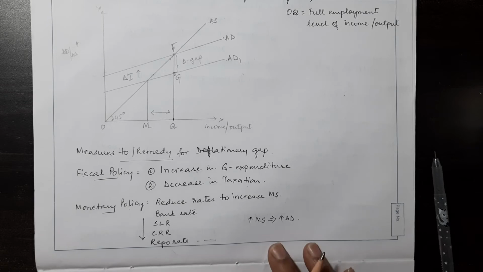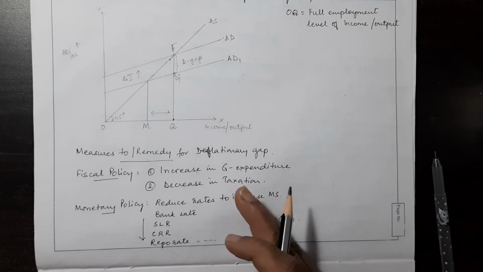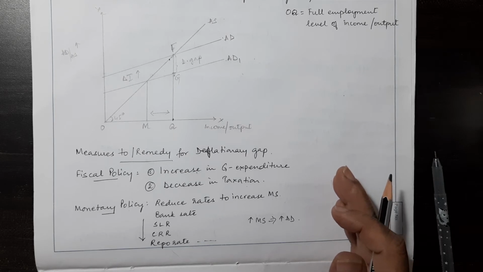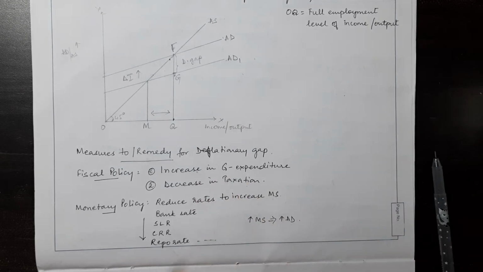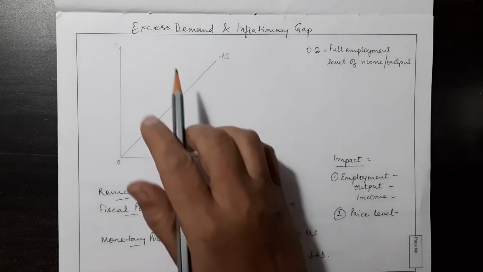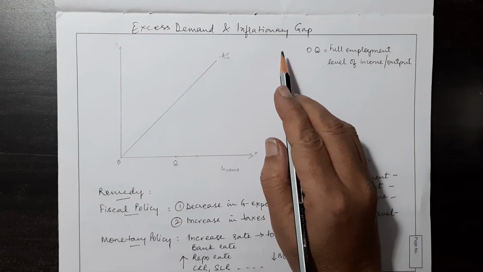So the questions that are generally asked are: what is deficient demand, or what is deflationary gap, and suggest one or two fiscal or monetary measures to combat this situation. That is the most important question under deficient demand and deflationary gap. Now let's get into excess demand and inflationary gap.